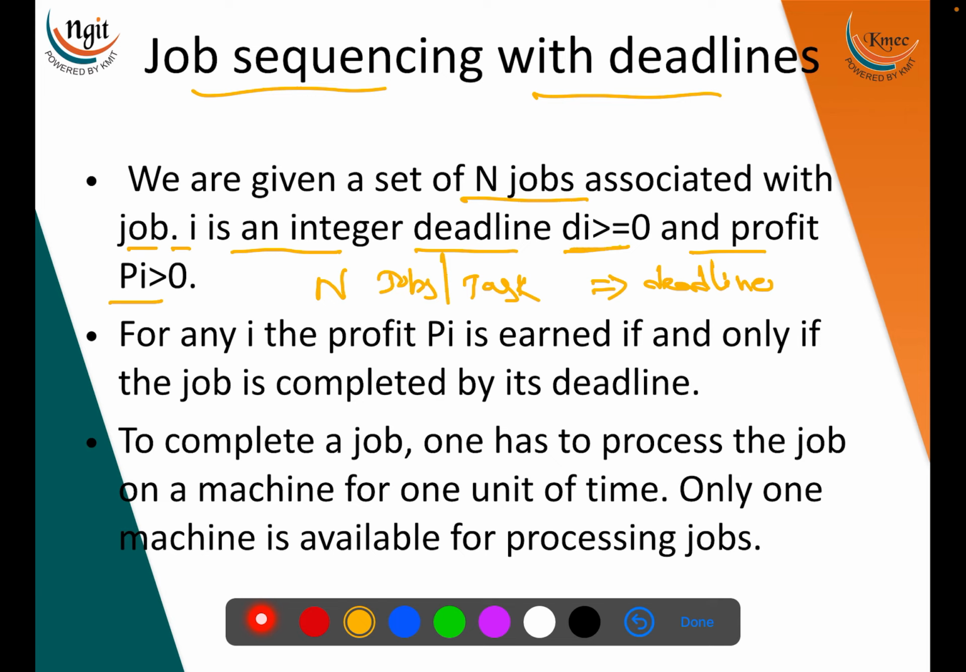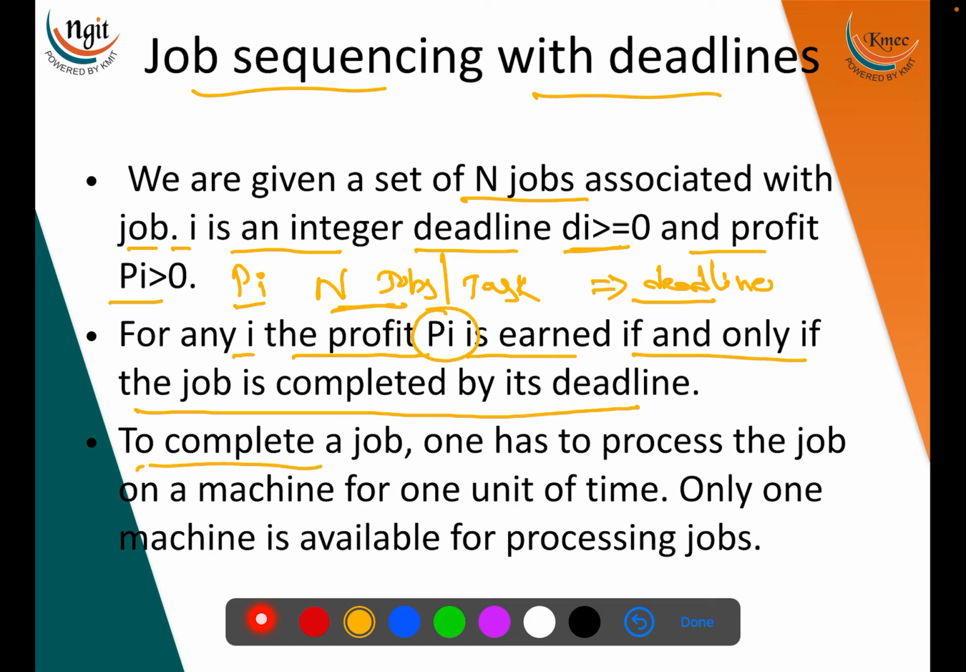Now after we complete each job, we'll get some profit, which is indicated with pi. Our target is to find a feasible solution to finish jobs within their deadlines. And for any i, the profit pi is earned if and only if the job is completed by its deadline. So only if you complete the job by its deadline will this profit be earned.